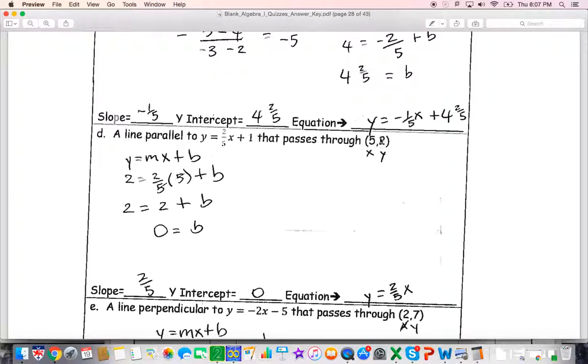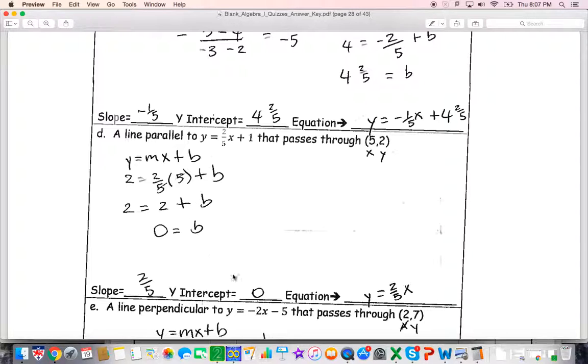So here we have y is 2 and x is 5. So 2 equals 2/5, remember that's our slope, times x, which is 5, plus b. And we can go ahead and multiply our 2/5 by 5 and we get 2. So 2 is equal to 2 plus b, and in this particular example, b just happens to be 0.